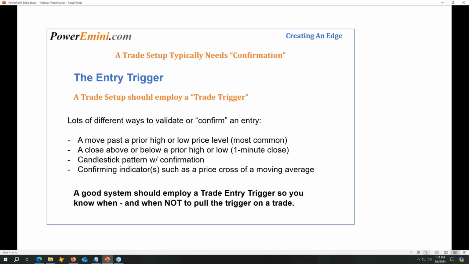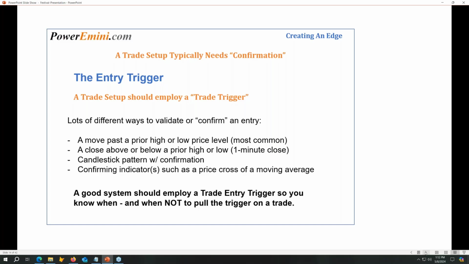There's tons of ways to actually take an entry, right? When you get a valid trade setup, typically, and especially with candlestick patterns, there's always a confirmation, right? So generally speaking, when we're taking intraday futures trades, we're looking to confirm the entry by either a move past one of the prior highs of a price bar or candle, or a close above a prior high. Like I said, a candlestick pattern with confirmation. Maybe we're looking for a cross of a moving average and then a close.